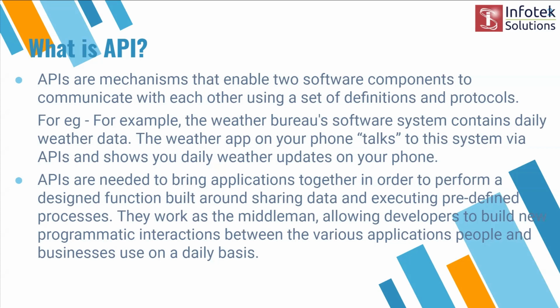So for example, if you take the Weather Bureau's software system containing the daily weather report, the weather app on your phone talks to the system via APIs and shows you the daily weather updates on your phone. So the weather updates that you see on your phone are through the APIs. The API contains this information and that's displayed here. So that's what an API does. It's like just through a link we can pass information, and that information we can use to our best uses.